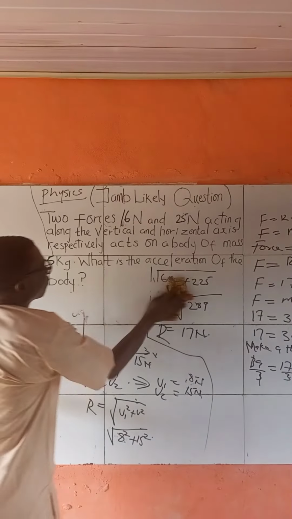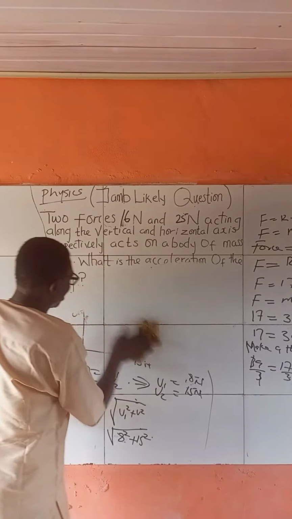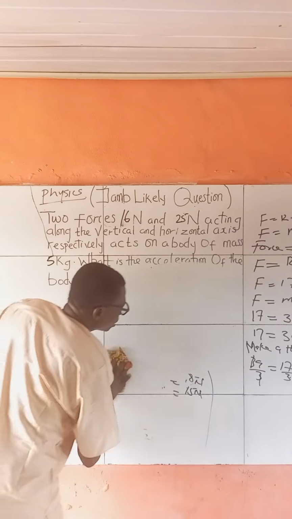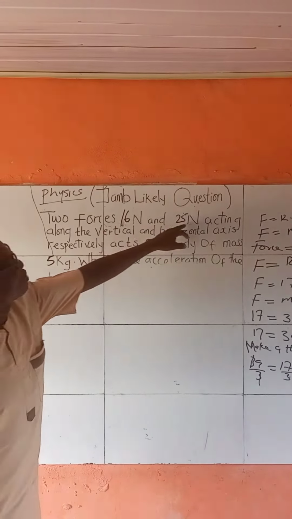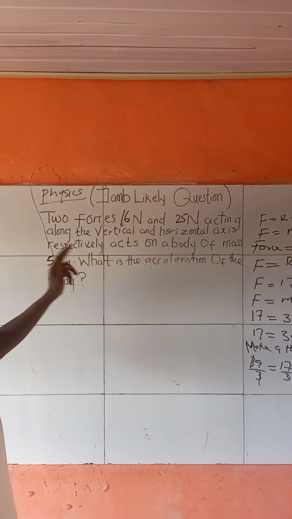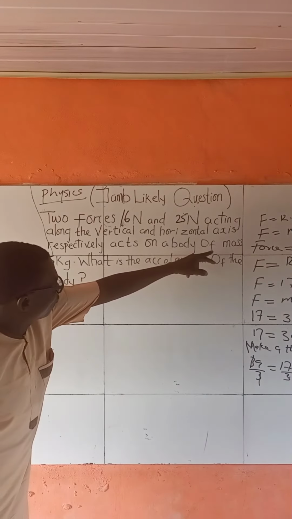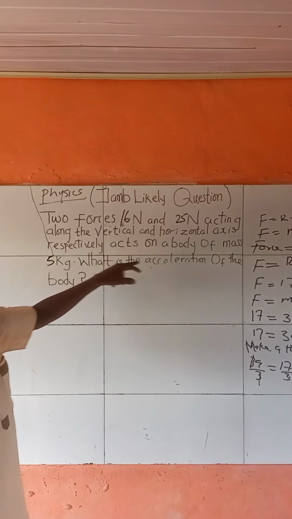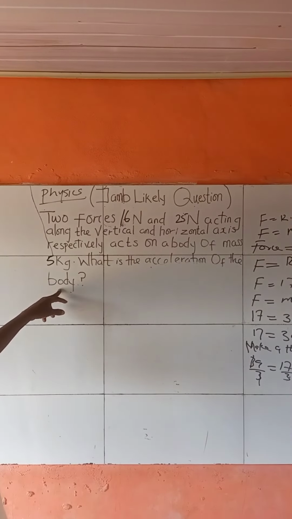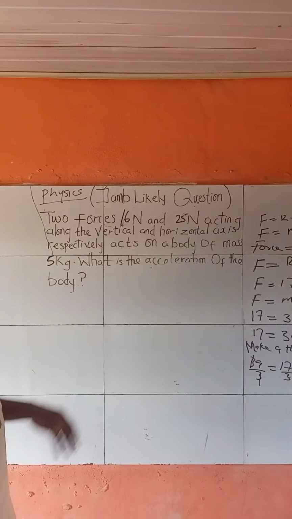Look, this one you have on the board is your practice question. Two forces, 16 Newton and 25 Newton, respectively act on a body of mass 5 kg. What is the acceleration of the body? This is your practice question.